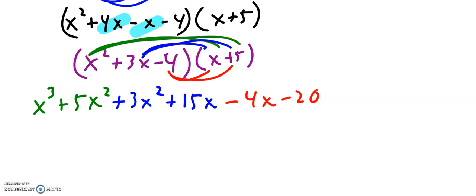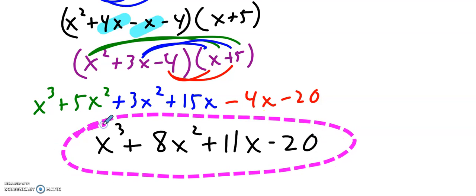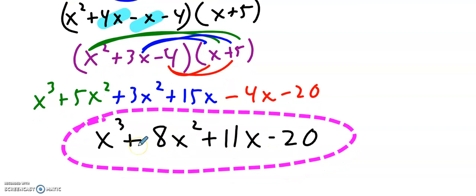And now we'll combine like terms. x to the third plus 5 plus 3 is 8x squared. 15 minus 4 is 11x minus 20. Hopefully I did that correctly, because I was going quick. But that's the process. And again, I could have ignored the x minus 1 and distributed the x plus 4 and the x plus 5 first. Then this step would have had different numbers. So the step here in purple, but my result in the end should still be the same.